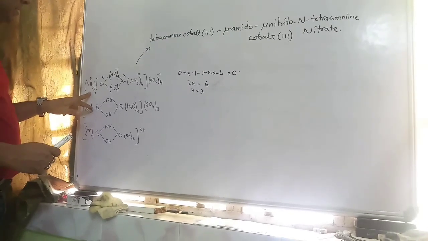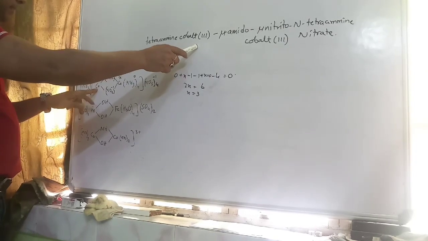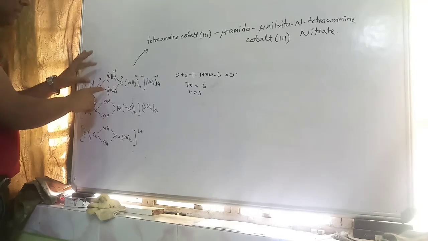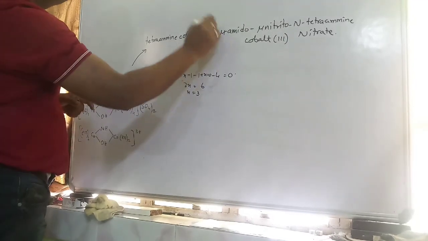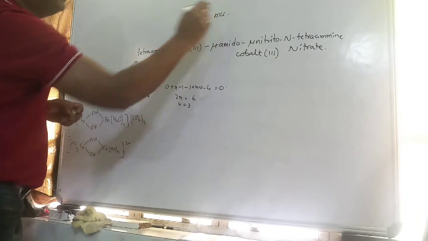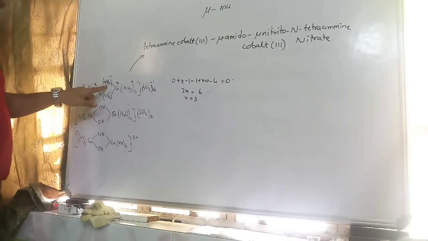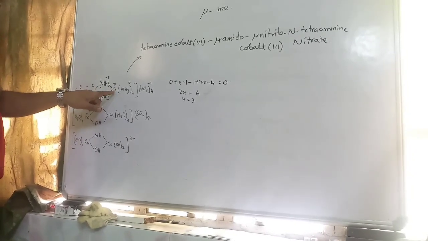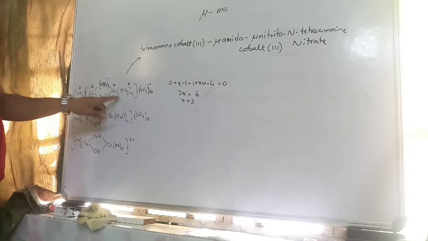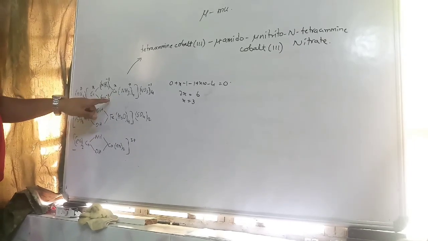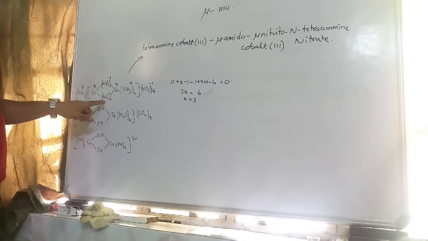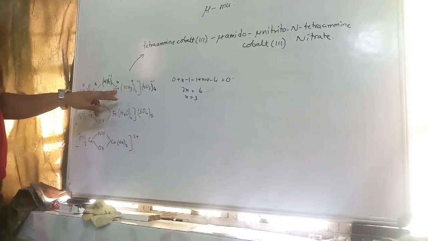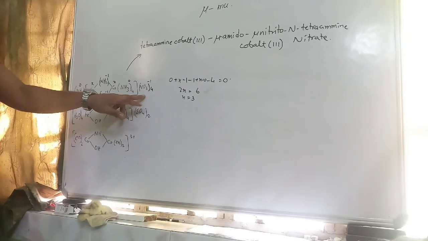It is tetraamine cobalt 3, then you go for the bridging. For writing the bridge, you have to use the word mu. So mu amido, mu nitrito. In this case, again amido nitrito N. This is nitrito N because it is an ambidentate ligand. Then tetraamine once more, cobalt 3 and then nitrate.